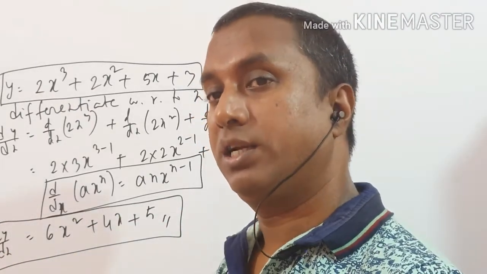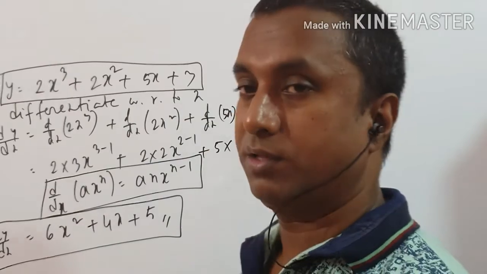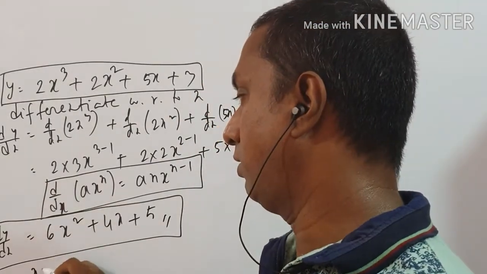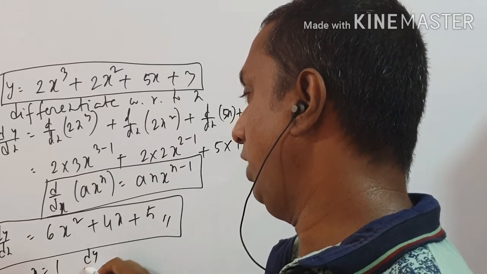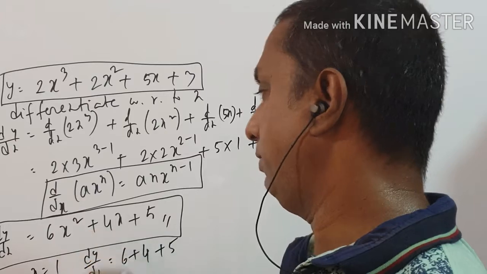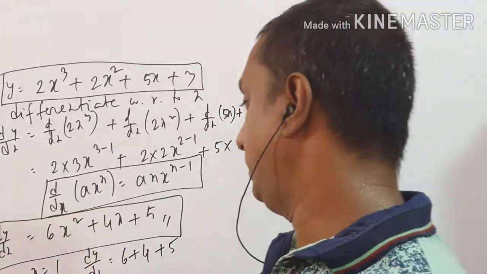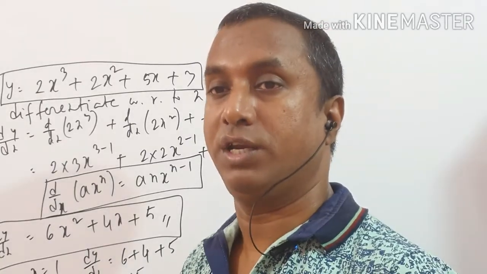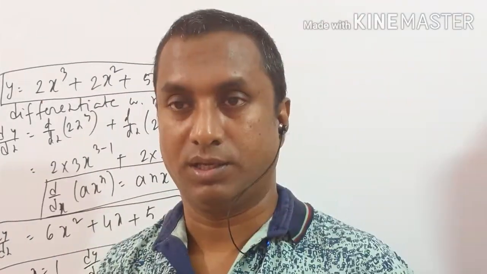Now suppose there is a graph. If you choose any point randomly from the graph, suppose x equals 1, then dy/dx will be 6 plus 4 plus 5 if you replace x by 1. This is the gradient, 15. So the gradient at x equals 1 is 15, I mean positive 15.